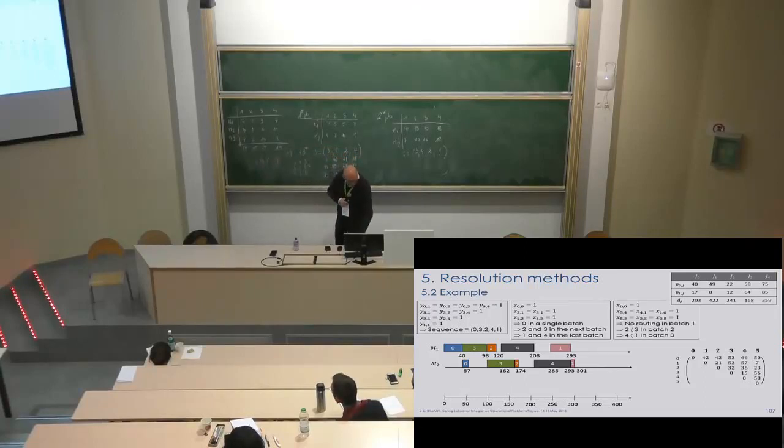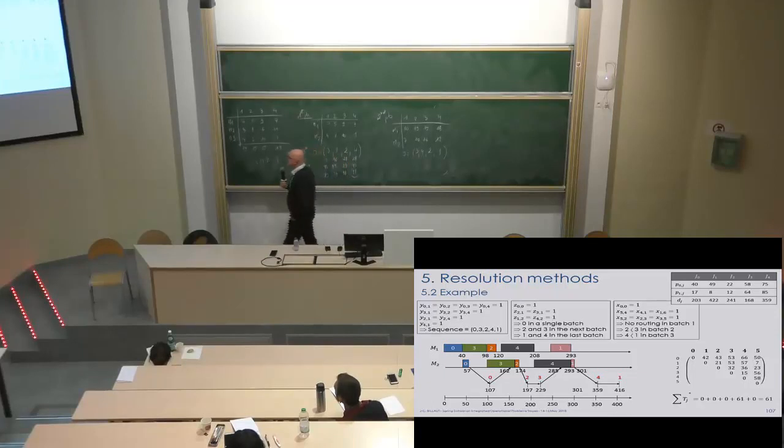Okay? And x_54 equal x_41 equal x_16, so the order is 4 before 1. That's for batch 3. And x_52, x_23, x_35 equal 1 means that 2 is before 3 in batch 2. You will see this in details. This is the routing corresponding to this solution, and the total tardiness is equal to 61. Okay, that's the optimal solution given by the model you will code tomorrow.